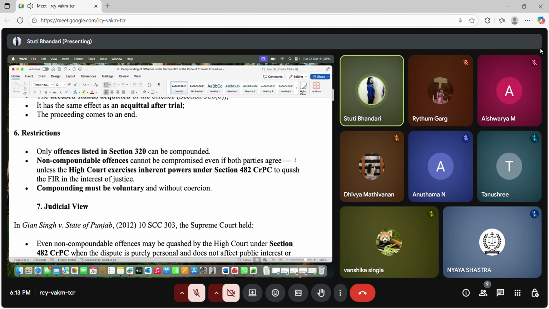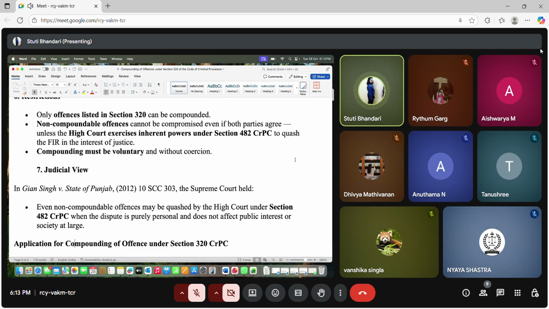Now coming to the judicial view on this. The Supreme Court has time and again held that even though non-compoundable offences cannot be compounded under Section 320 of the CRPC, you can go directly to the High Court and quash the FIR. If you are quashing the FIR itself, and the FIR is the basis of the case against you, then obviously the case would also automatically get quashed.